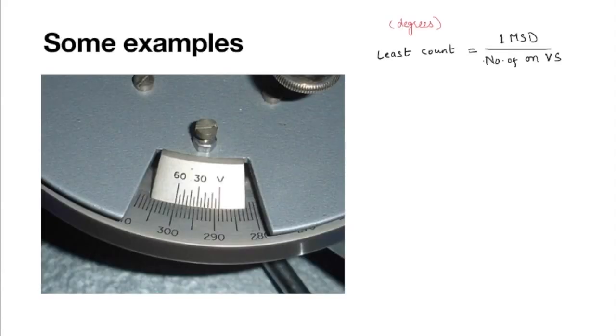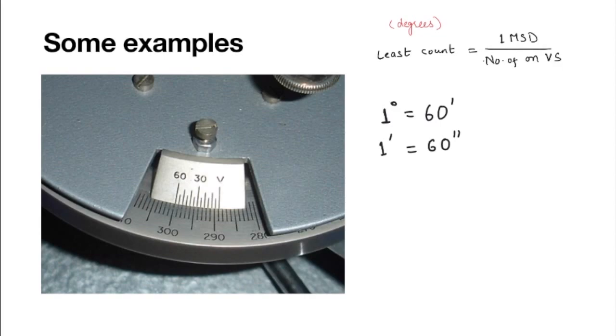Let us calculate the least count for this spectrometer. Here first we need to calculate the least count of the main scale division, that is the value of one main scale division. Here you can see that between 290 and 300 there are only 10 divisions. So the value of one main scale division is 1 degree. Also here we need to remember the conversion that 1 degree equals 60 minutes and 1 minute equals 60 seconds.